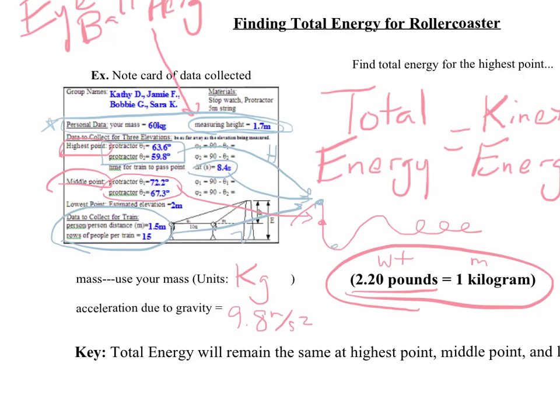Then at the way bottom point, you're going to estimate how high off the ground that is. If it's below the ground, you're going to want to make it negative. If it's at ground level, call it 0 meters. If it's above the ground, estimate. Is it 2 meters, 3 meters, 4 meters off the ground? So you're not going to use a protractor for that. You're just going to estimate it. And that's all the data you're actually going to collect while you're at Great America.